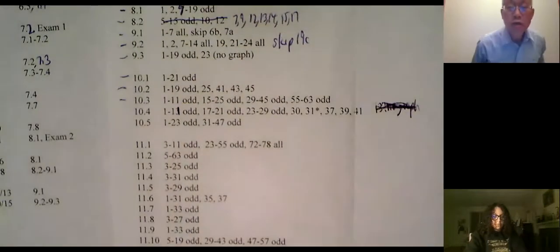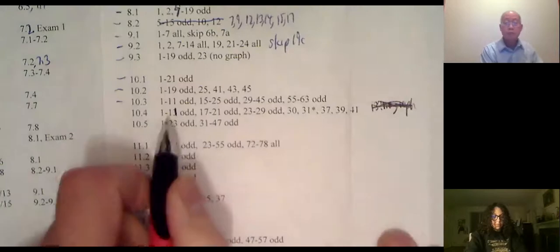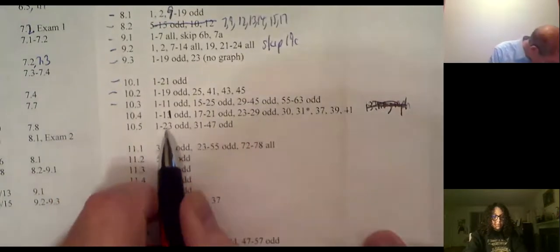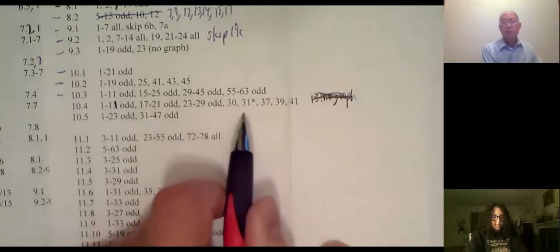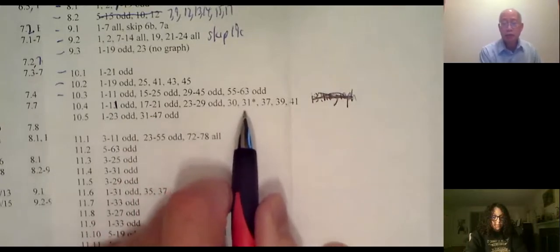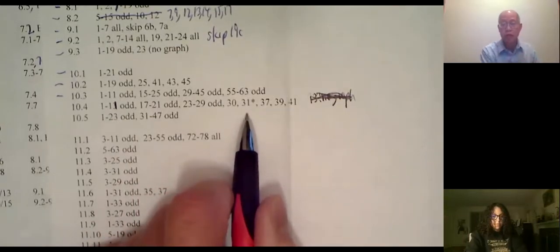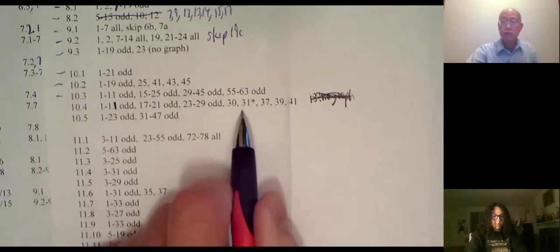Okay, so starting 10.4, I'm throwing out one problem. It was originally 1 to 13. I'm going to make it 1 to 11. Okay, 31 star means I'm changing problem 31. So the original 31 is not going to be it. I'm modifying it, so I'll show it to you when we get to it.